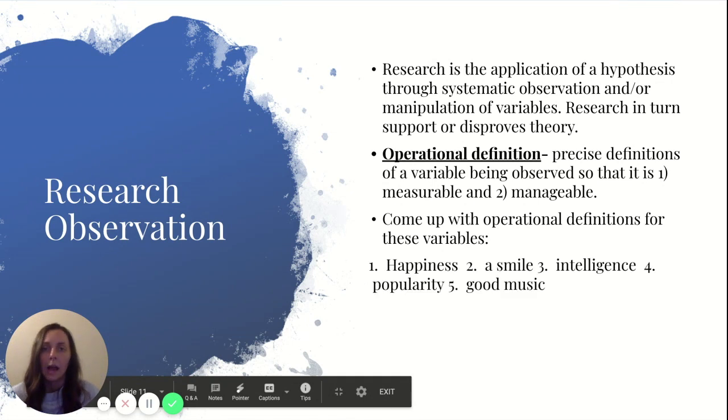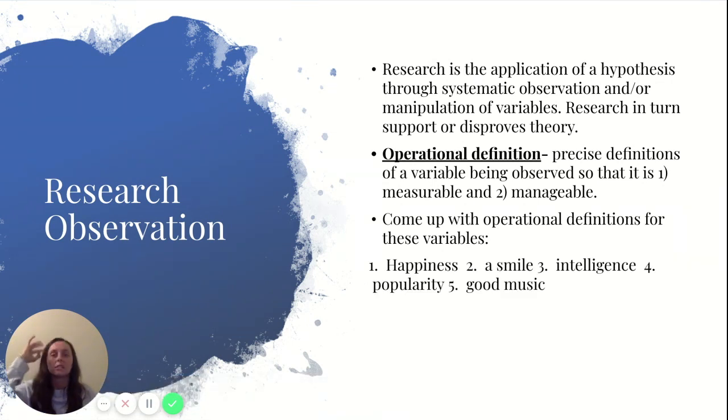So here we go. I'm going to give you a task. I want you to come up with operational definitions for happiness, a smile, intelligence, popularity, and good music. Have fun, because those are really hard. So you're going to come up with those in your notes, and then we're going to do a discussion on it, because I want to see everyone's different operational definition, because spoiler alert, they're going to be different.